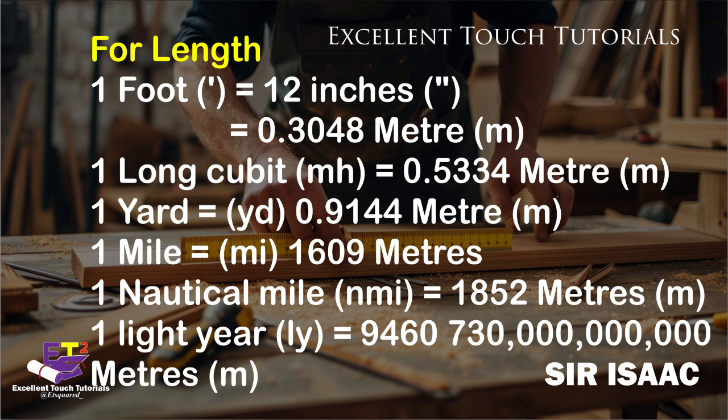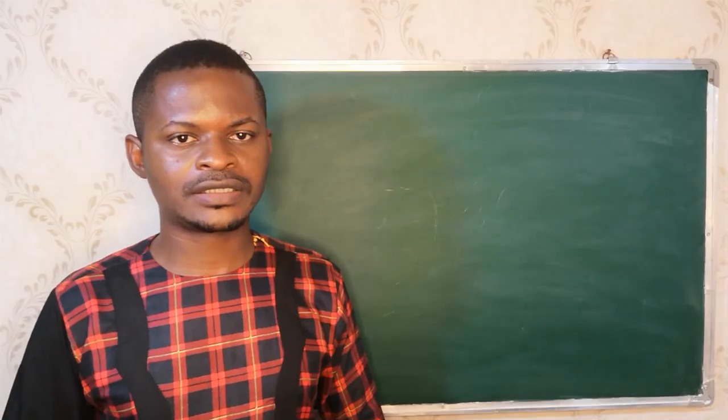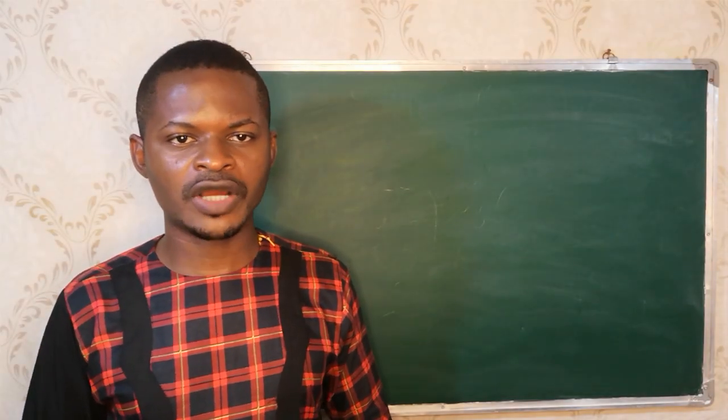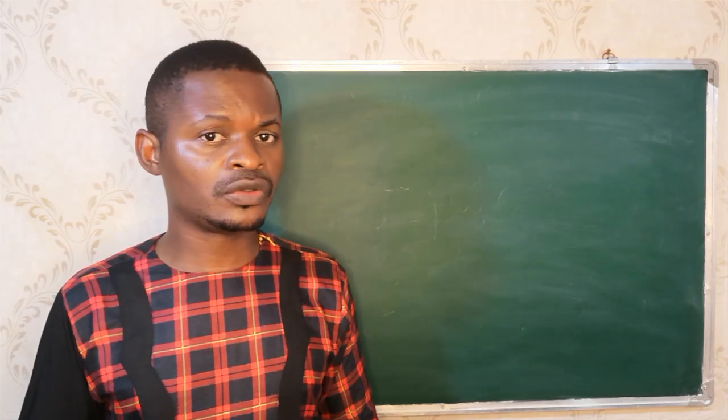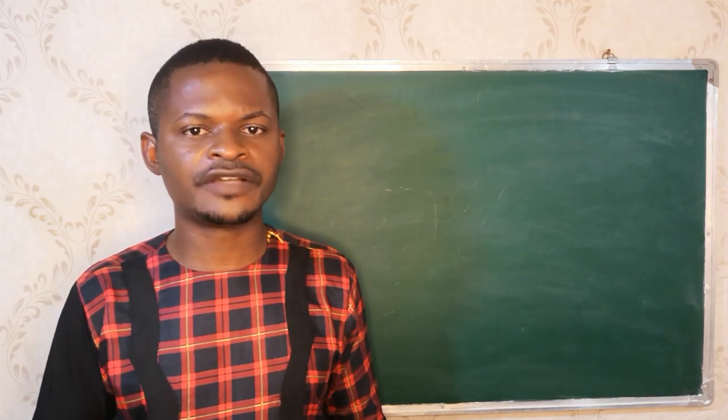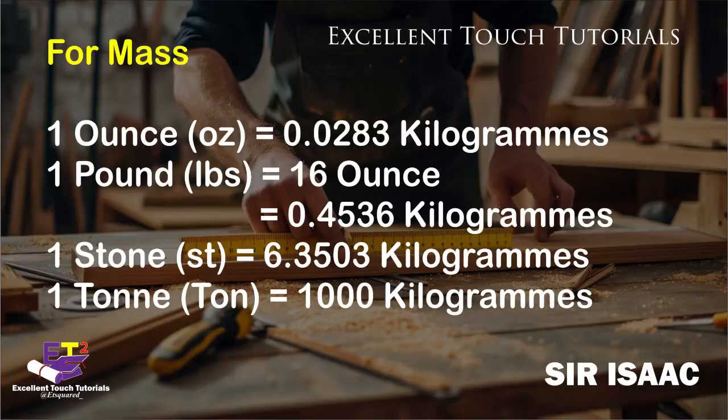So those are the different units of measuring length and distances, as well as how to convert from one unit to another in length. Next, we're going to look at the different units of mass and how to convert from one unit of mass to the other. First on the list, we have 1 ounce. 1 ounce is equal to 0.0283 kilograms. Next is 1 pound. 1 pound is equal to 16 ounces, and that is equivalent to 0.4536 kilograms.